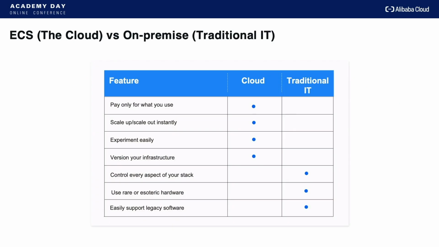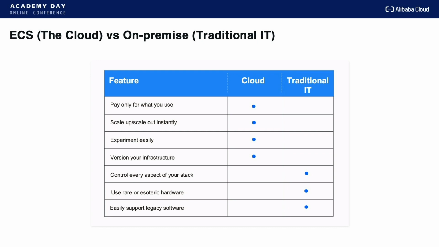Okay, so if we're comparing ECS, in this case, we'll just say that ECS stands in for the public cloud versus on-premise, which we'll call traditional IT. What's the breakdown? What are the advantages and disadvantages of each? So the cloud, the 4 key advantages are you pay only for what you're using right now. You can scale up and scale out instantly. You can experiment easily, and you can version your infrastructure, meaning you can treat your infrastructure just like the code of your application. You can check it in the source control, and when you change things in your infrastructure, you can do that iteratively, one step at a time. So it's much less risky to change your infrastructure.